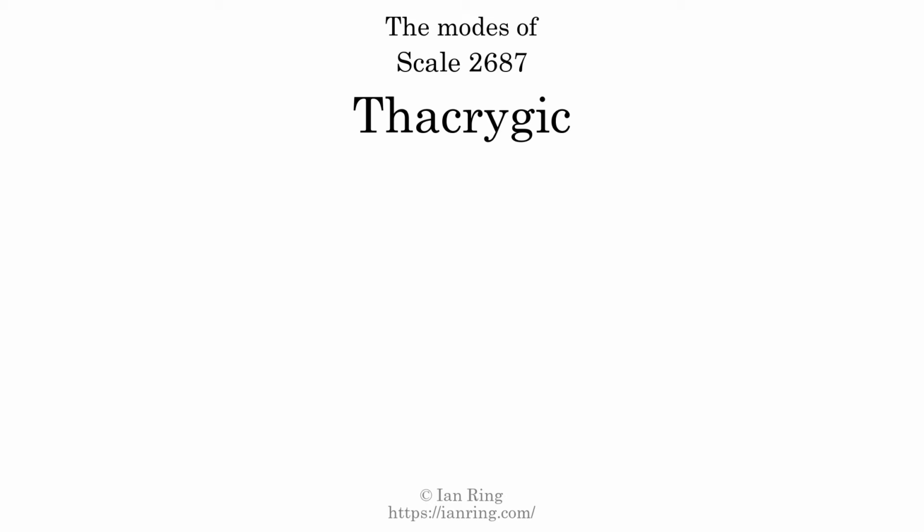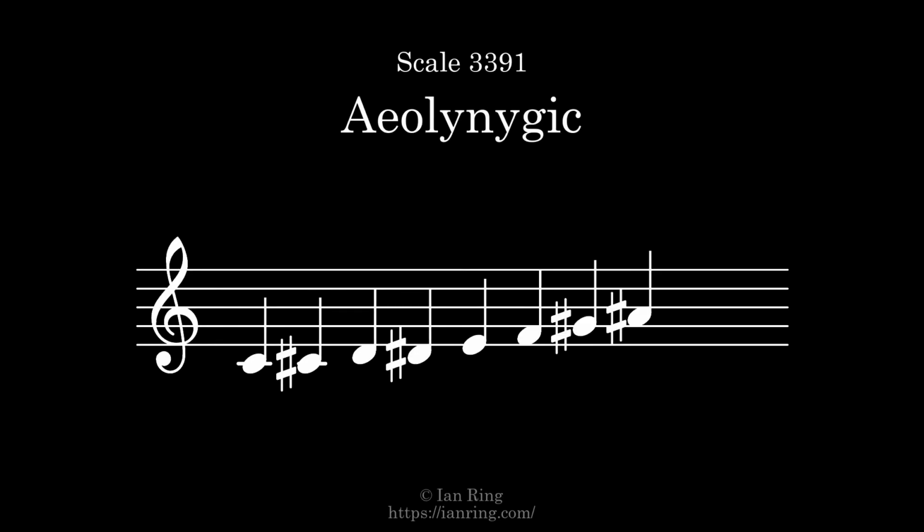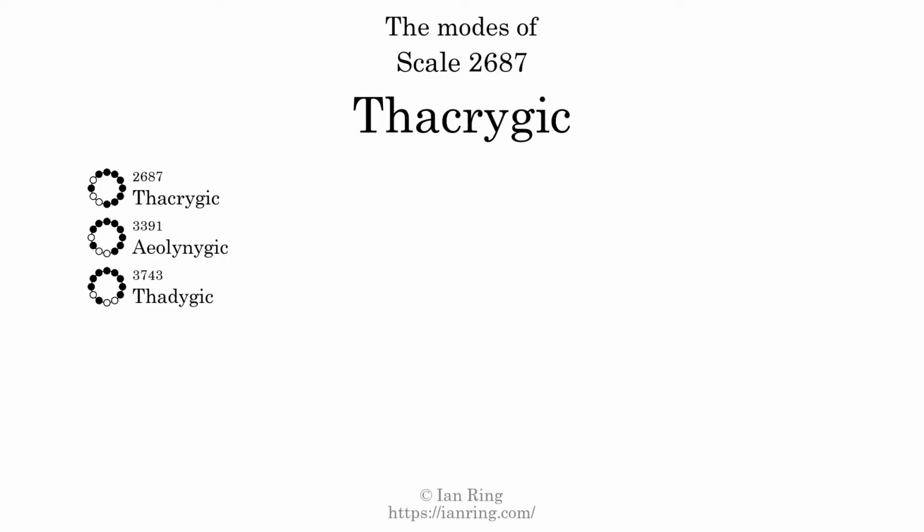This scale has 9 modes. The first mode is itself. The second mode is scale 3391, also known as Thacrygic. It sounds like this. The third mode is scale 3743, also known as Thacrygic. It sounds like this.